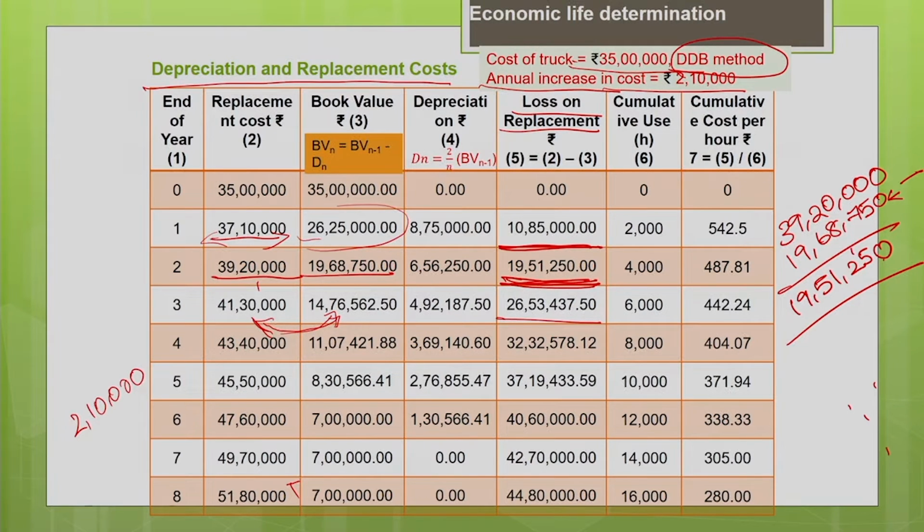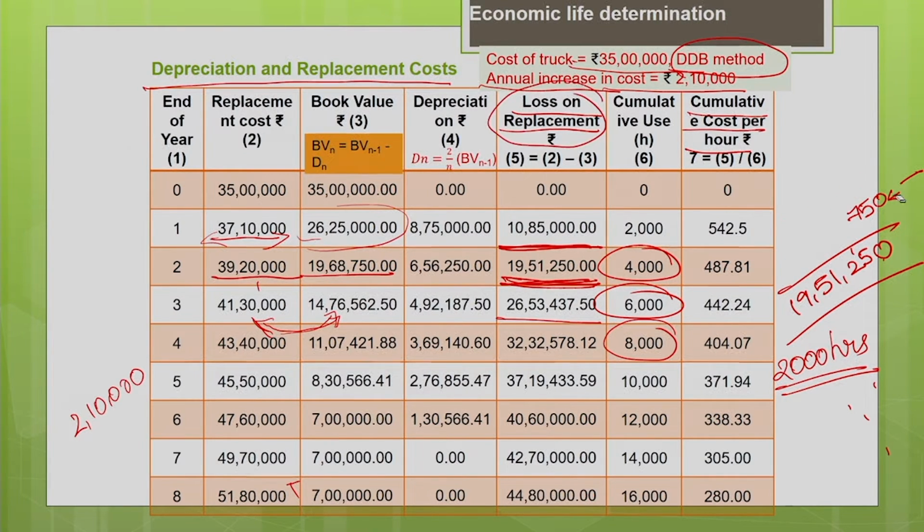Now, you find the cumulative use of the machine. Every year, the annual usage of the machine is 2000 hours. So, you find the cumulative use: for the second year, 2000 plus 2000 is 4000. For the third year, 4000 plus 2000 is 6000. For the fourth year, the cumulative use will be 6000 plus 2000, which is 8000 hours. Like that you find the cumulative use of the machine. This entire replacement analysis will be on a cumulative basis only. I will explain the reason later. Now, you find the cumulative cost per hour. Cumulative cost per hour is nothing but the cumulative cost on replacement.